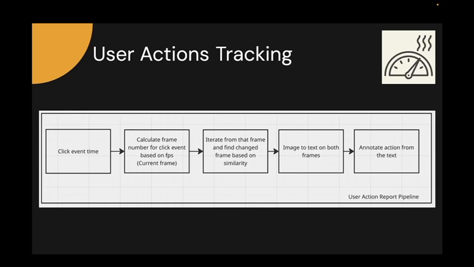In addition, we have built a robust user action tracking pipeline, where for every mouse event, we calculate the frame number for the click event based on frames per second. Then we iterate from that frame number and compare against the click event frame and find the next non-similar frame, because mostly consecutive frames look similar. We use mean square error to check for the similarity. That is, we check for a spike in mean square error to find the changed frame. Once we get both these frames, we do image to text annotation and then we do a summarization.